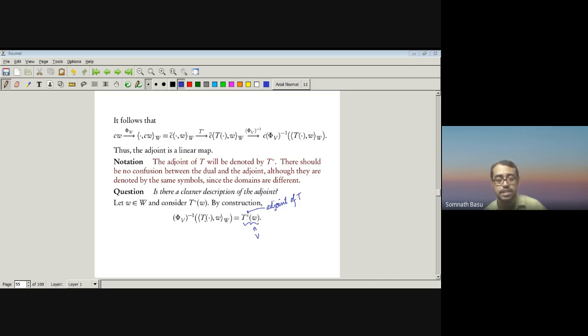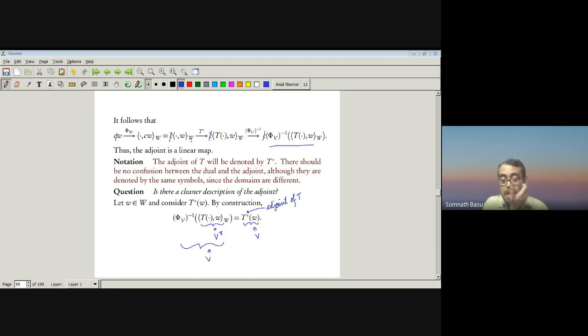Why? Because this T dash is a linear map from V to W. So if I take the inner product with w, this entire thing is now an element of V star. Because if I give you a little v, you take T v dot w, and that's a real number. So this is an element of V star. So capital phi V inverse of this entire thing is an element of V. And it's something we just showed here. Put c equal to 1, you get w. So this is what it is.